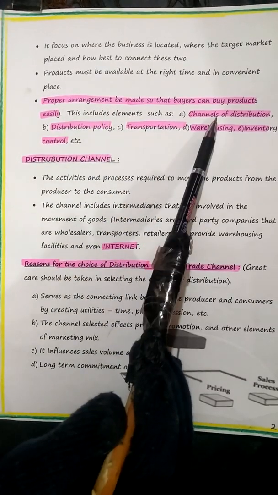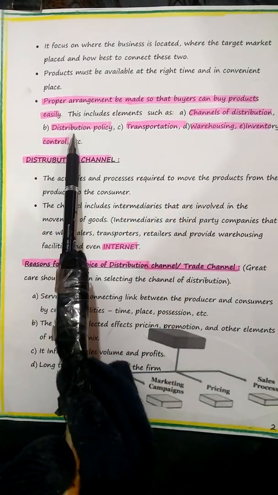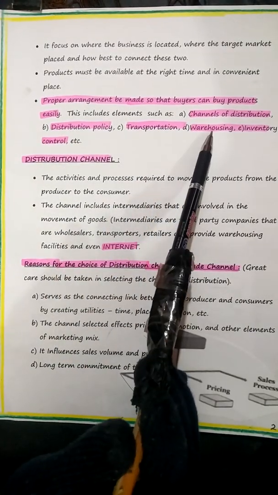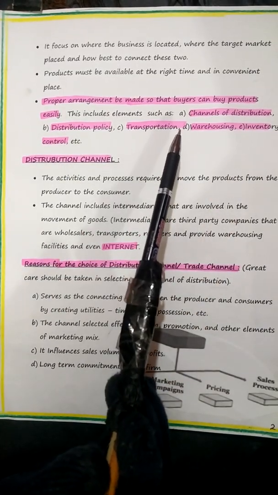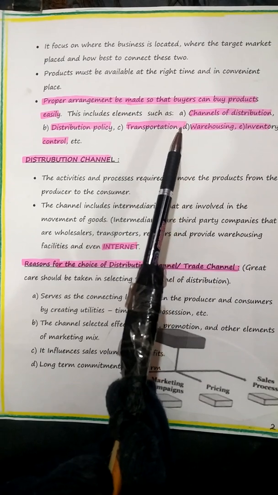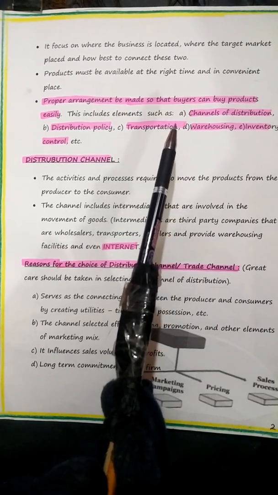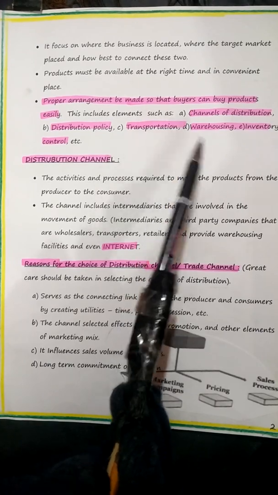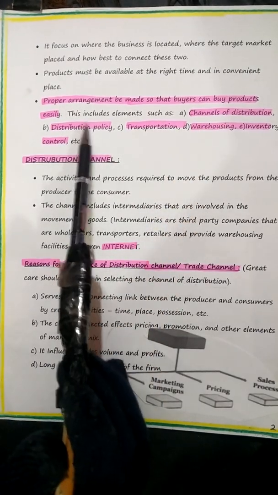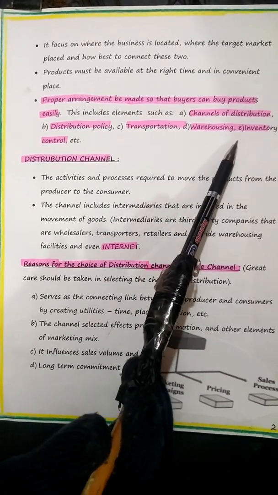Channels of distribution must be created. Distribution policy must be made. Transportation, warehousing, and storage. Then inventory control. What is inventory control? Inventory is nothing but stock control. Stock. So all this plays an important role in place mix. So there are about 4 points, and the fourth point has five sub-points: channels of distribution, distribution policy, transportation, warehousing and storage, inventory control.